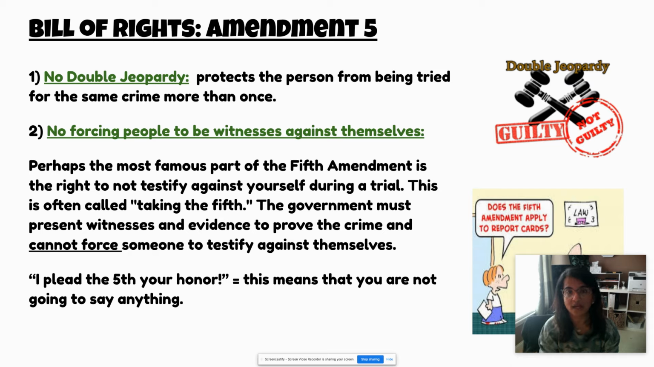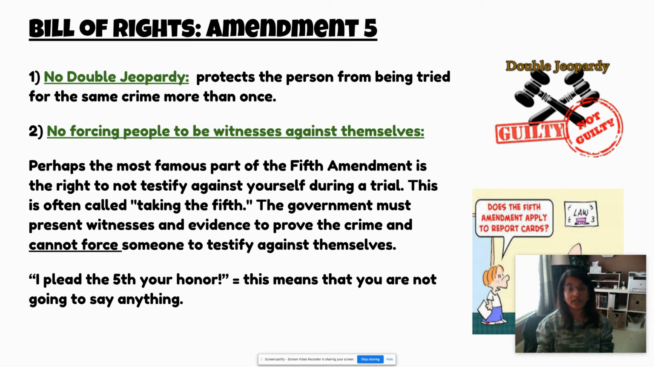Amendment 5, I'm not going to get too much into this, but it's called no double jeopardy. It just basically protects the person from going to jail or even just going to court for the same crime. They can't be tried for the same crime more than one time. So if they were found not guilty, they can't go back for the same type of crime.